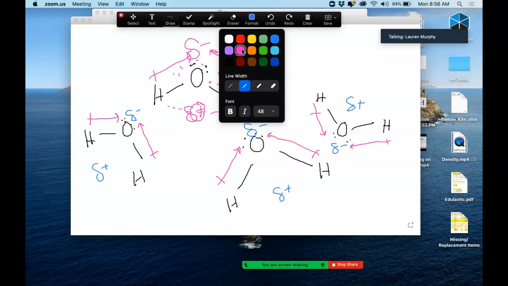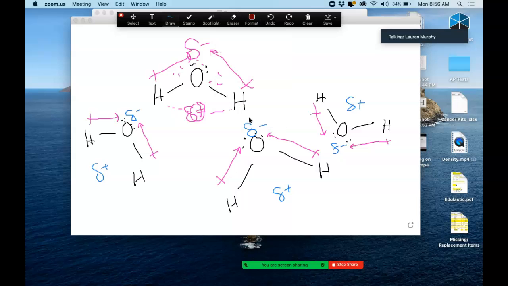Well, look at this. If these water molecules get close enough to each other, this negative region of the oxygen and this positive region of another water molecule will attract each other. They don't bond, they just attract each other. This is attraction. So look at this oxygen that's slightly negative and this hydrogen that's slightly positive. They will attract each other.